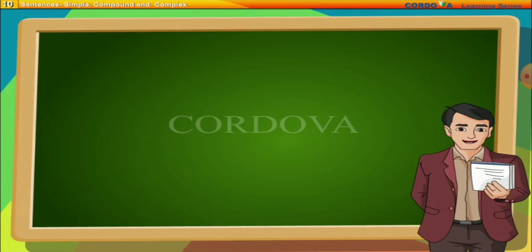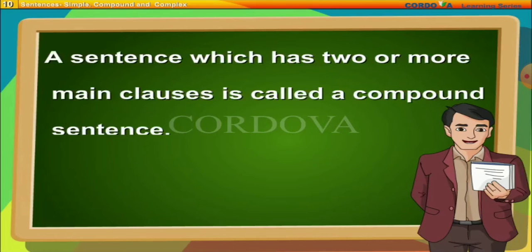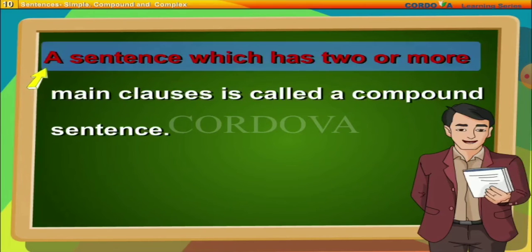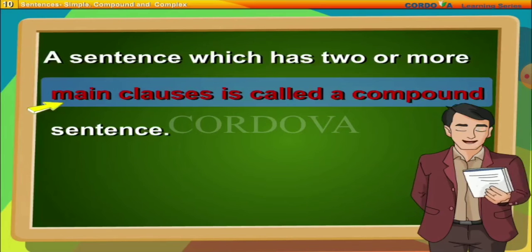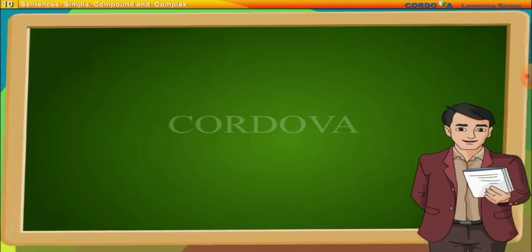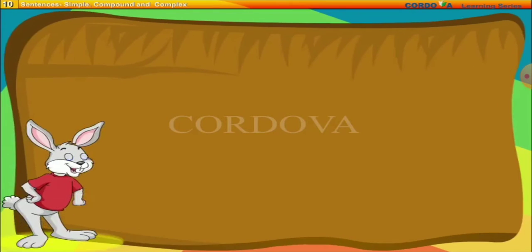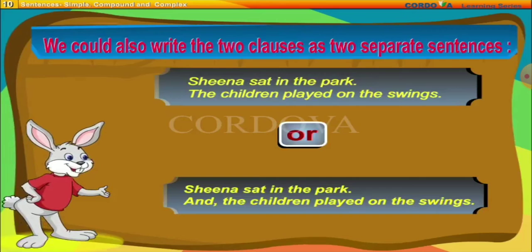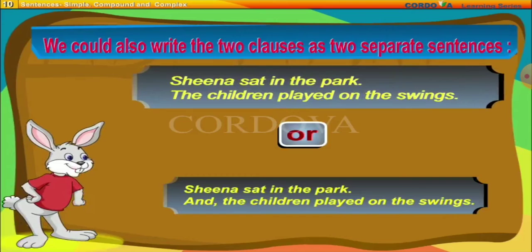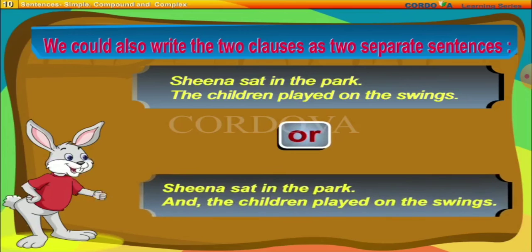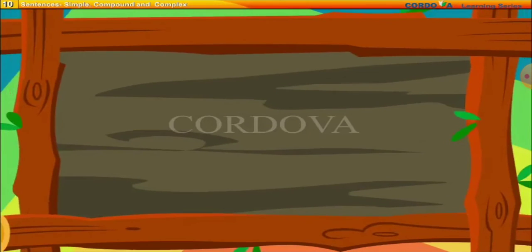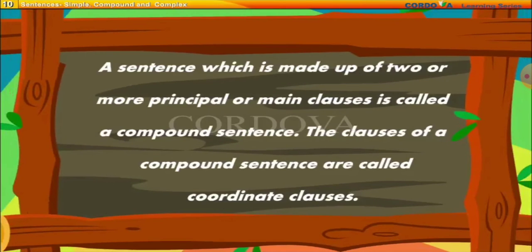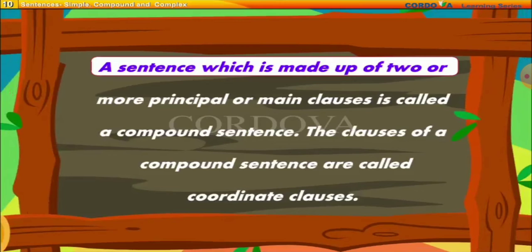Complex sentence and subordinate clauses. Read the sentence given below. Sheena sat in the park because it was pleasant. Finite verb, finite verb. The above sentence has two finite verbs: sat, with Sheena as its subject, and was, with it as its subject. So, there are two clauses in this sentence. Sheena sat in the park, because it was pleasant.